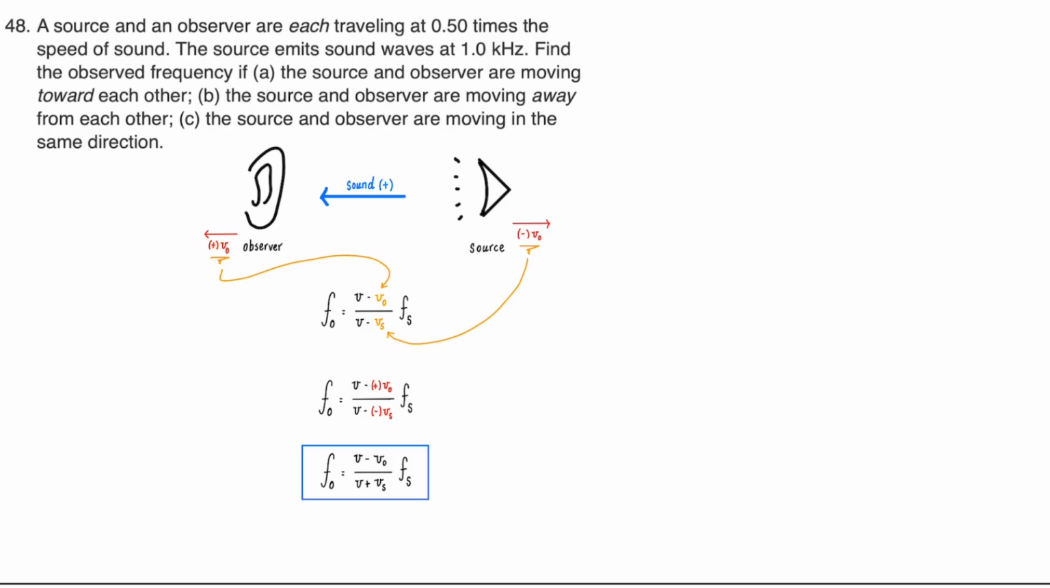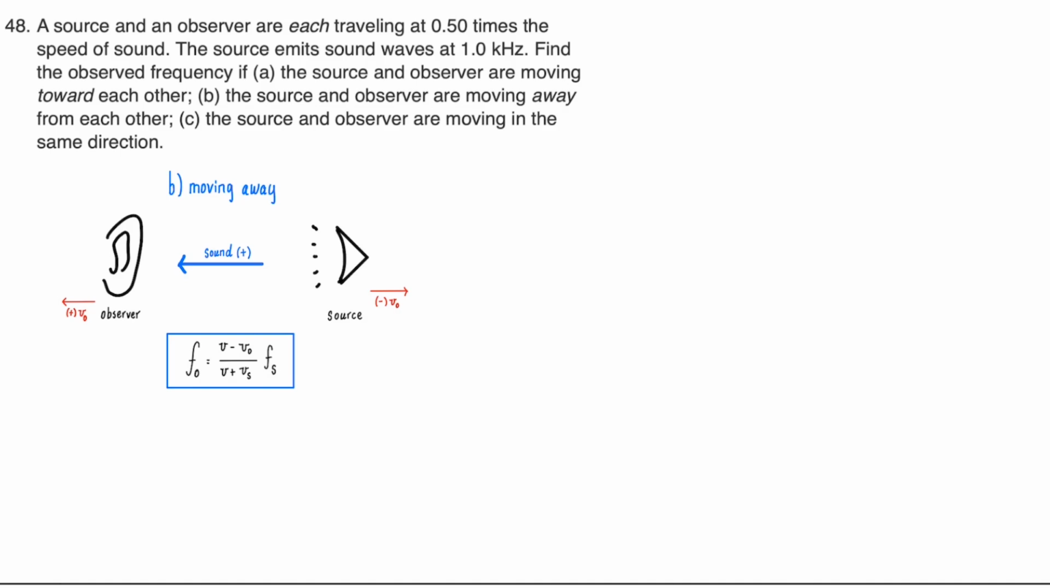To correct a slight error that I made, this over here should be Vs, not V0. Vs is the velocity that our source is traveling at. Okay, so that's the formula we get when our observer and source are moving away from one another.